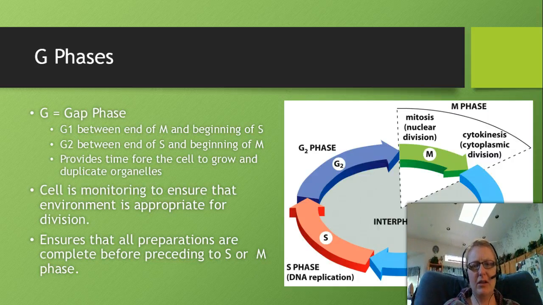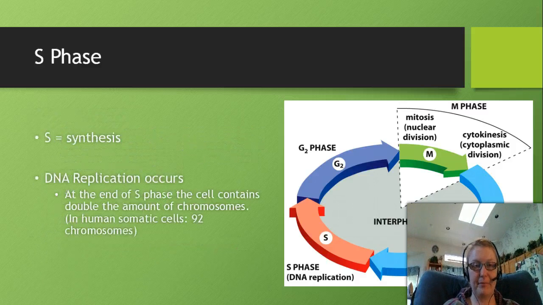We're going to talk about the checkpoints in a couple of slides and how the cell cycle is controlled, but these are the 2 phases where things are checked out to make sure that we're prepared to move on, because we don't want to move into S or M phase unless everything is ideal for that to occur.